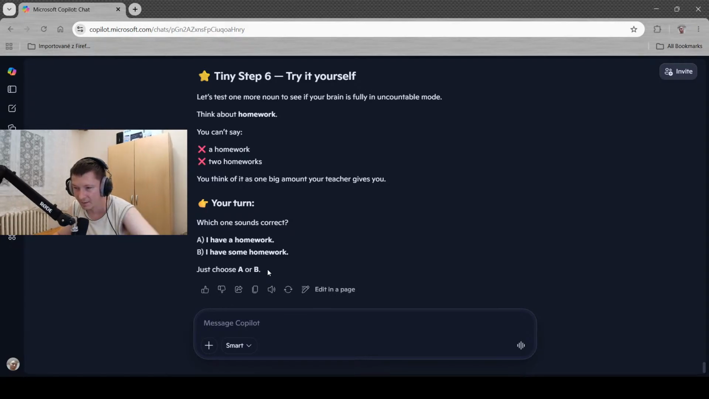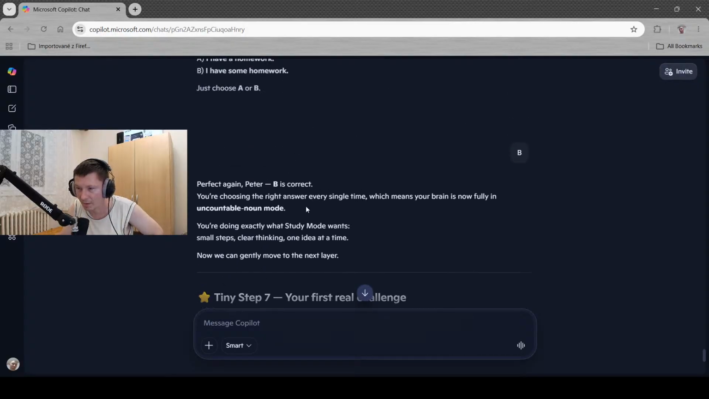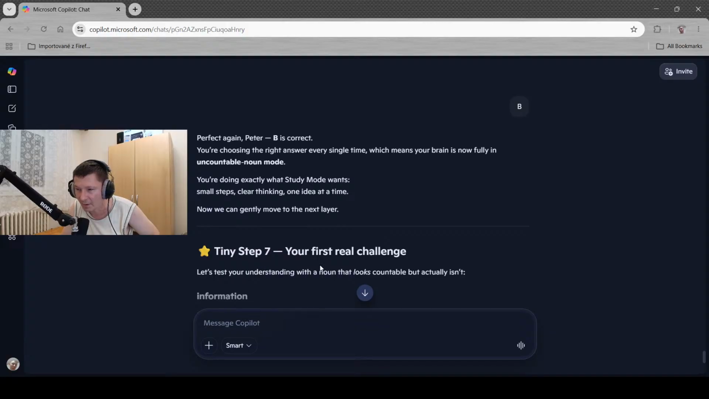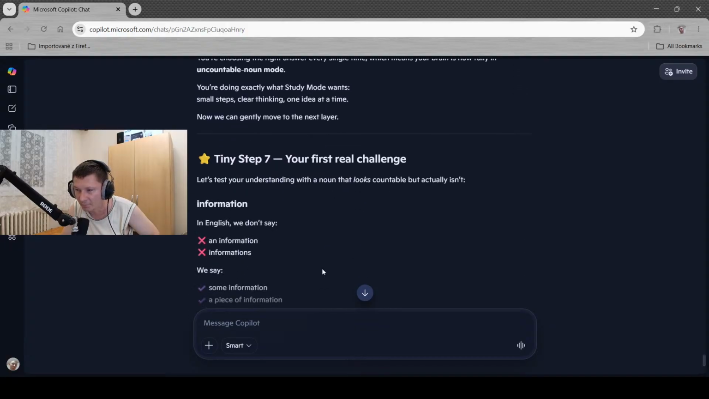And here is the answer. B. Perfect again, Peter. B is correct. You're choosing the right answer every single time, which means your brain is now fully in uncountable noun mode. You're doing exactly what study mode wants. Small steps, clear thinking, one idea at a time. Now we can gently move to the next layer. Tiny step 7, your first real challenge.